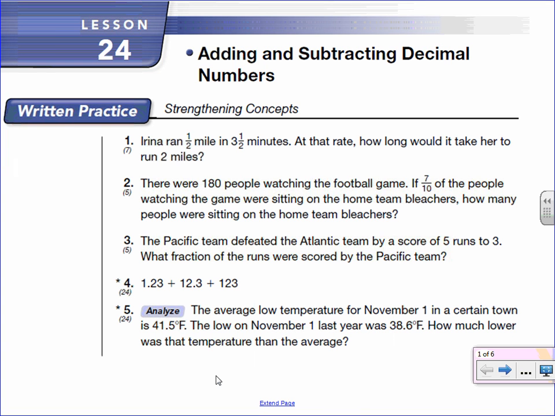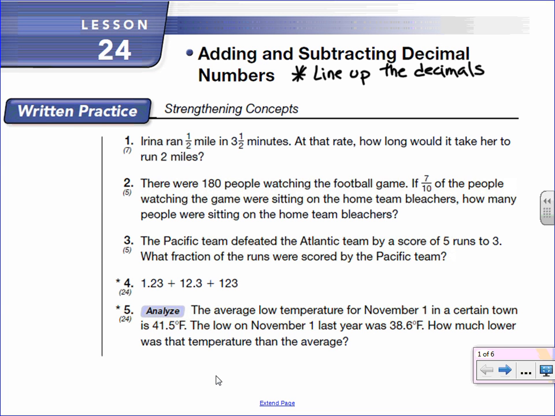Section 24, or lesson 24, is on adding and subtracting decimal numbers. And the thing that you need to remember when you're doing that is line up the decimals. And then it's pretty much just adding and subtracting like you've been doing all your lives, pretty much. Well, maybe since kindergarten.